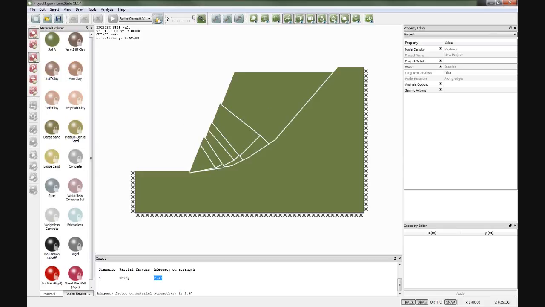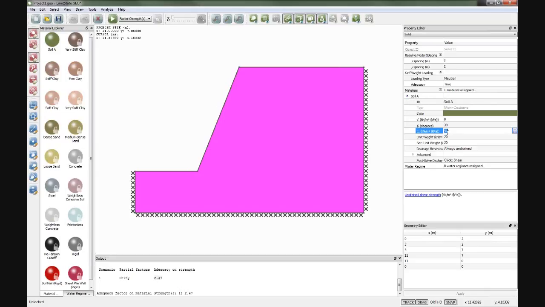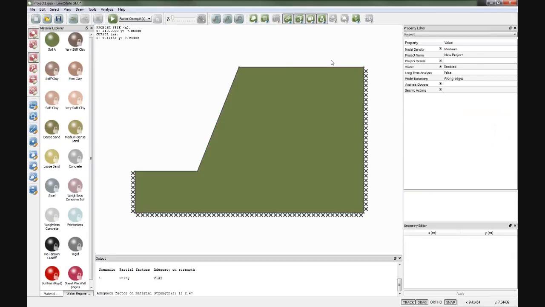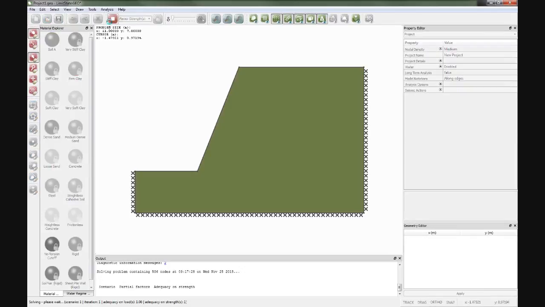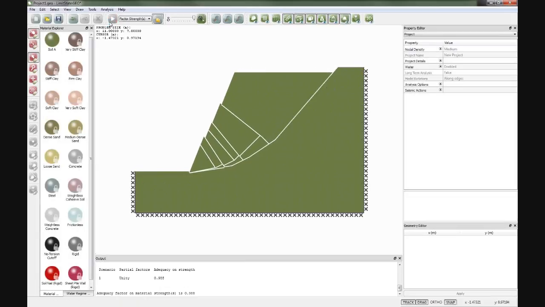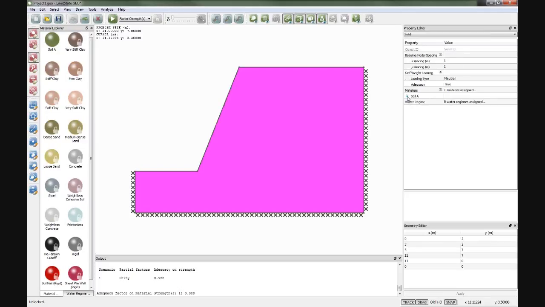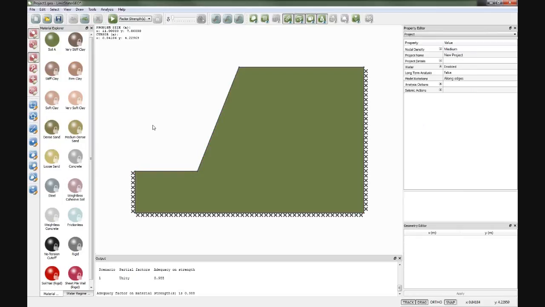Just to clarify what this factor of strength is doing, if I take this soil material, if I reduce the strength by a factor of 2.47, or I'll do it by 2.5, so if I reduce it to 20 and reanalyze, then I should get an adequacy factor of 1, or a factor on strength of 1. Which is what the software gives, just under 1, and that's saying we don't really need to change the strength. This system is on the point of collapse. So I'm going to just click undo, which will revert that change that I made and return me back to 50 kPa for the strength of the soil.